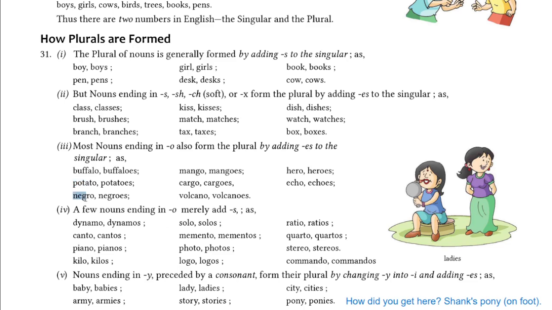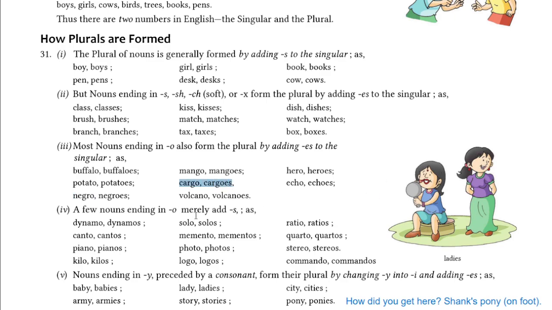Negro. Negro is a man with an African origin. It is derogatory. It is not a polite term. Negro. It ends in o. It would simply take es to form its plural, and we would get negroes. Mango will change into mangoes, and cargo ends in o. We would add es to form plural, cargoes.